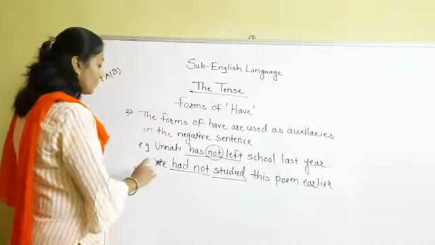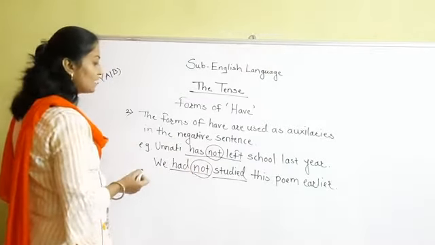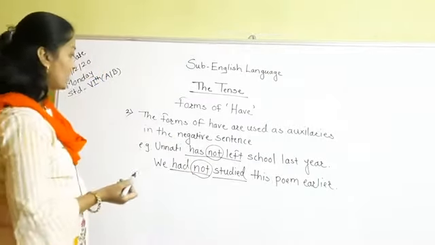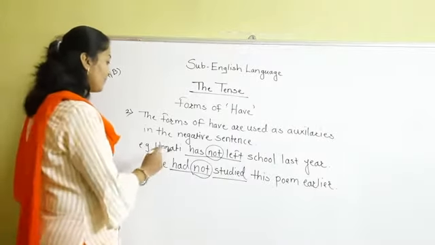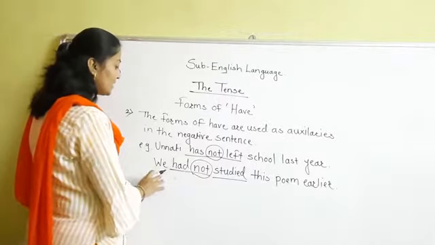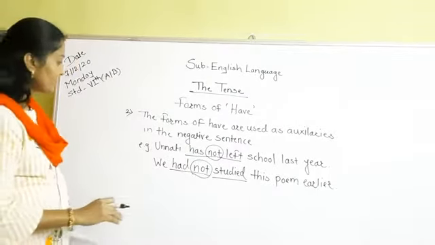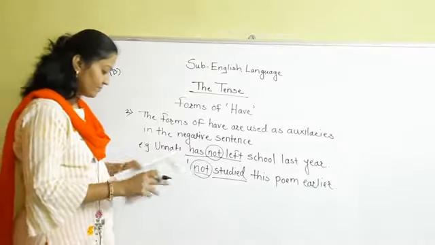Now see this sentence. We had not studied this poem earlier, and we have added not here to make it negative. The sentence is the same. The first sentence is of the present perfect tense and the second sentence is of the past perfect tense. Have you understood? Now let's move further.